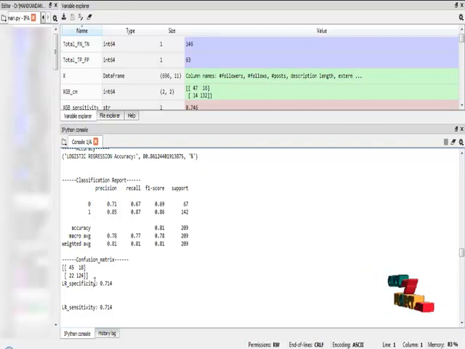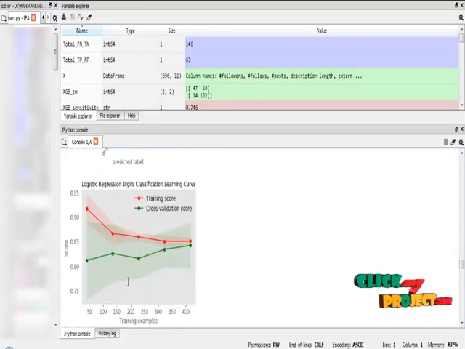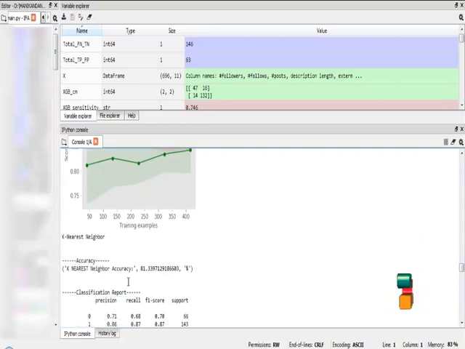And this is the confusion matrix for the logistic regression algorithm, and the specificity and sensitivity of our logistic regression algorithm. And this is the confusion matrix diagram. And this is the overall learning curve for the logistic regression algorithm.